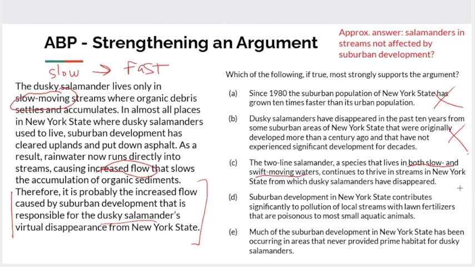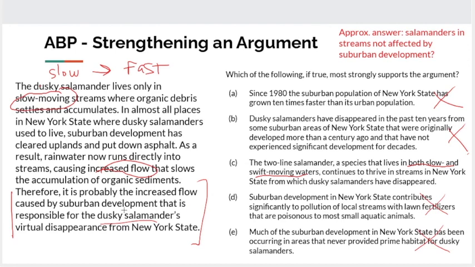D: Suburban development in New York State contributes significantly to pollution of local streams with lawn fertilizers. No, that would really just be giving us another possible reason, and it's not strengthening the actual argument. It's really providing another possible argument or explanation. And then E: Much of the suburban development in New York State has been occurring in areas that never provided prime habitat. That would weaken the argument, because that would suggest that this isn't really relevant to why these salamanders are disappearing if they never lived in those places to begin with.